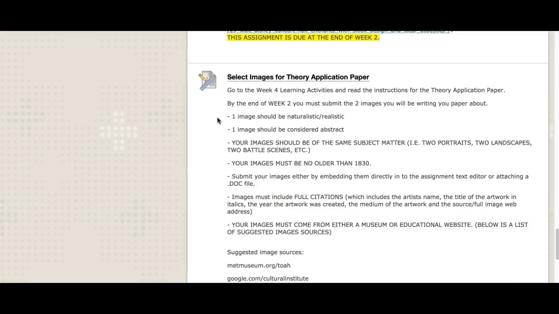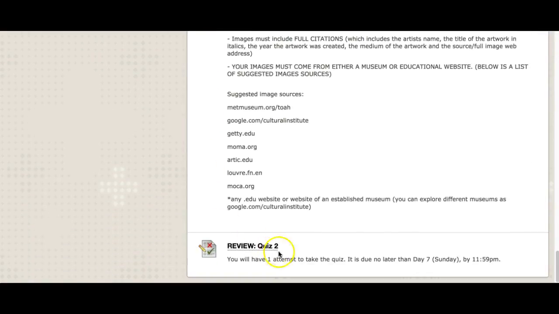And that's the reason why I have you pick the images out this week so that I can approve them and make sure that you're going to be successful in these papers. Sometimes I have students send me images and I say, you know what, this isn't really going to work too well. It's going to make your life hard, and I'll make suggestions for you. So make sure that you get those into me, and you also have your quiz. So that's what to do.